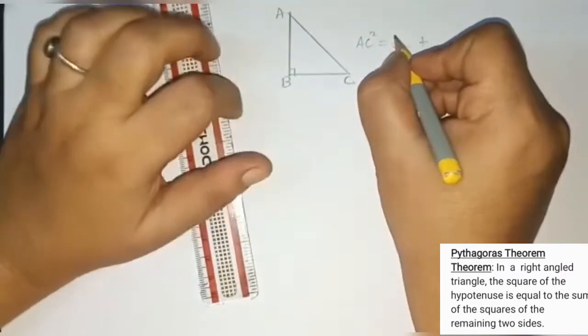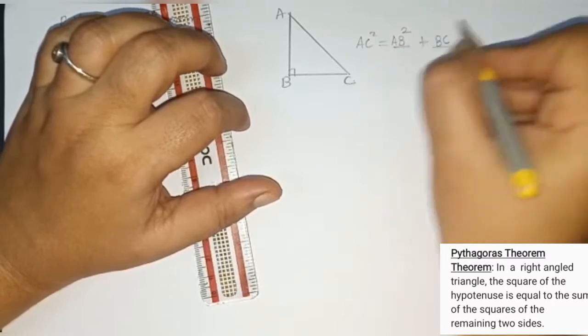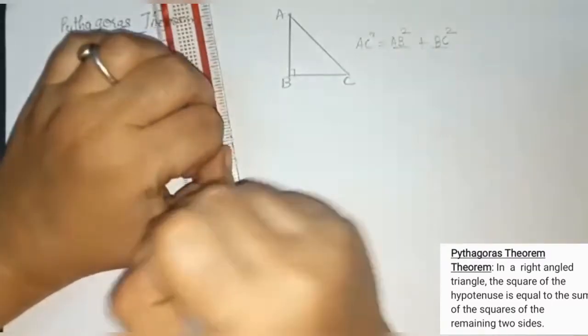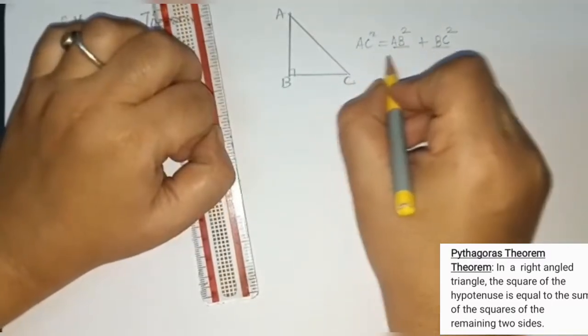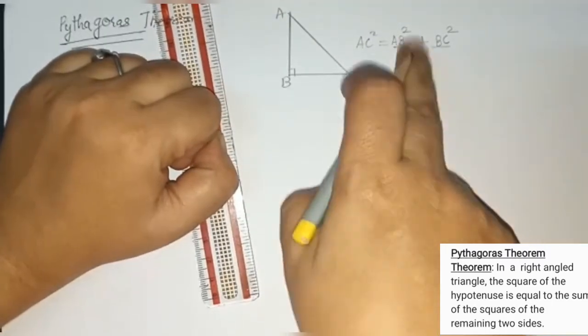So which are the remaining two sides? That is AB and BC. So the sum of the squares of the remaining two sides. So this is the hypotenuse theorem. This we have to prove over here. This is the Pythagoras theorem. This we have to prove.